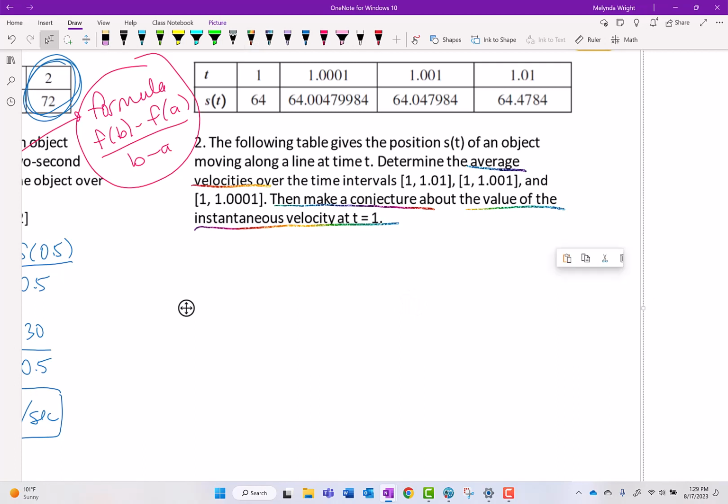All right, so here we go. So let's do it, it's the same formula. It's the average rate of change formula.